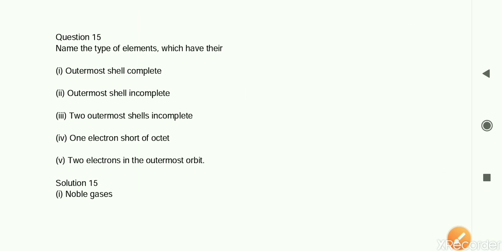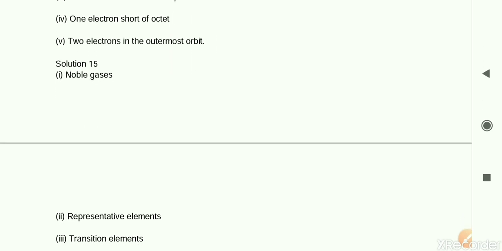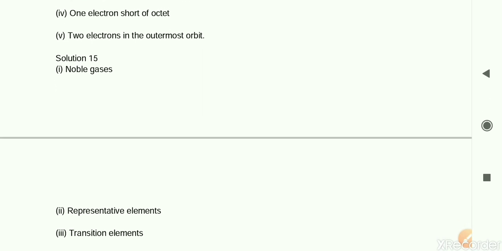Question 15, you have to name the type of element, not the element, the category name you have to write. First one, outermost shell is complete, that is in noble gases. Second, incomplete. Incomplete is for representative or main group elements. It is from group number 1 and group number 2, then 13, 14, 15, 16. All these are representative elements. If you followed the last class, you would be knowing this.